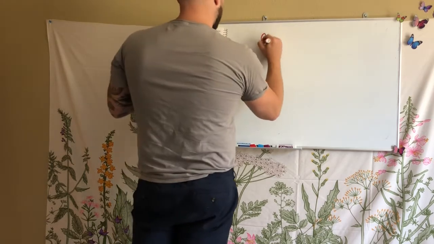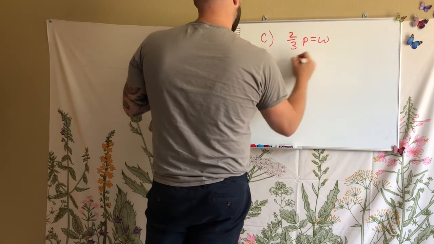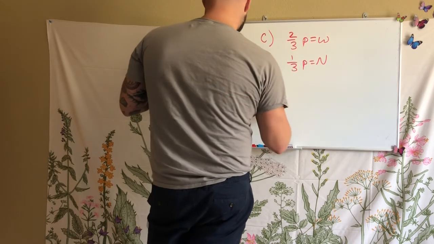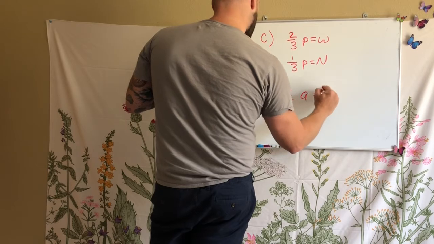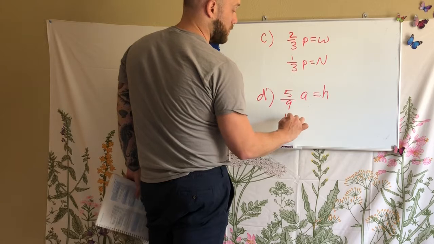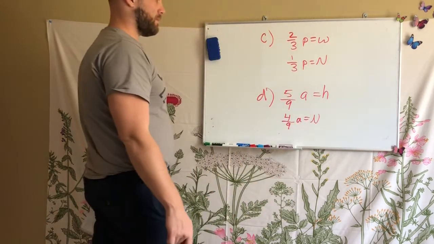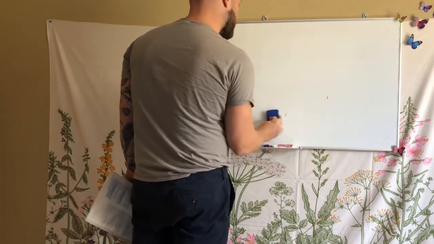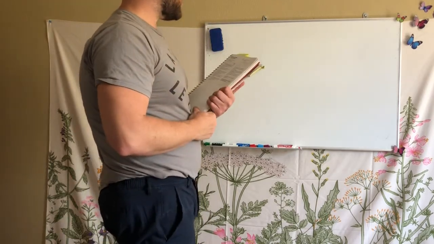So, problem C, 2/3 of the papers were white, 1/3 of the papers were not white. Problem D, 5/9 of the animals were hungry. So, we know that we have 4/9 of the animals were not hungry. There's your work. All right, so now let's move on to exercise 9.